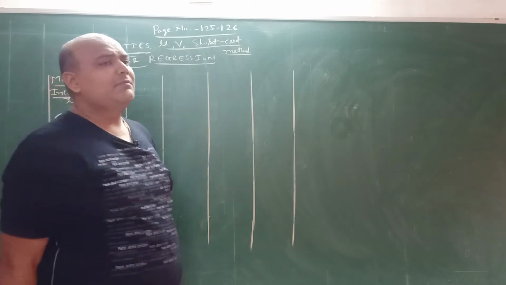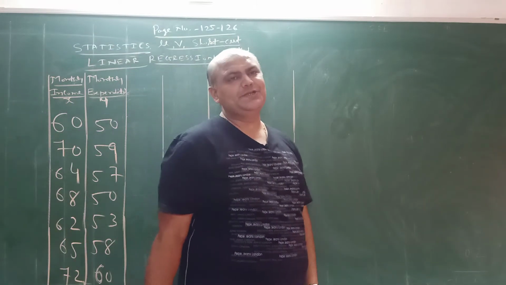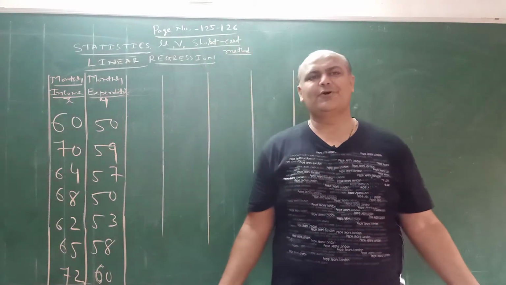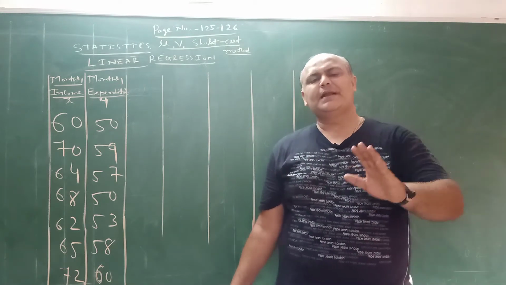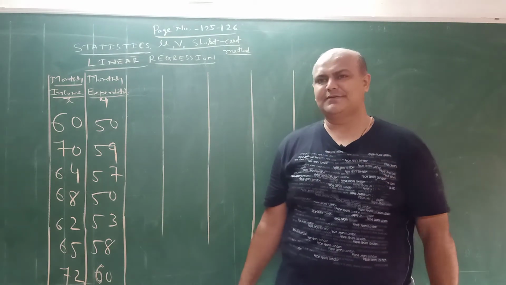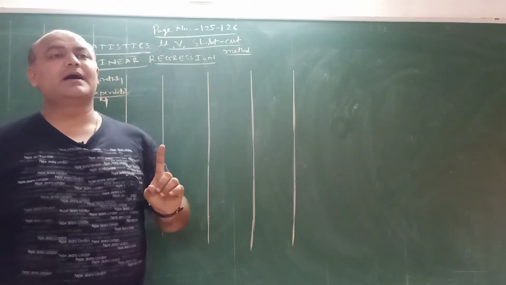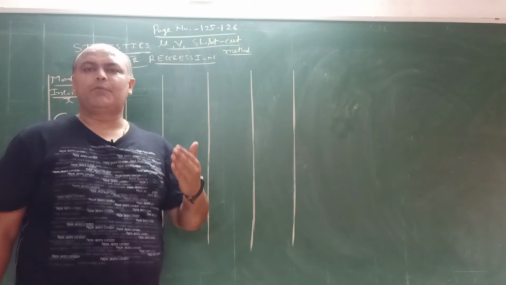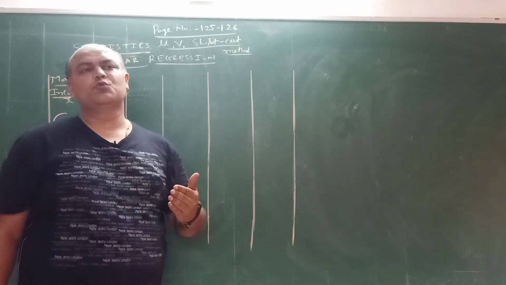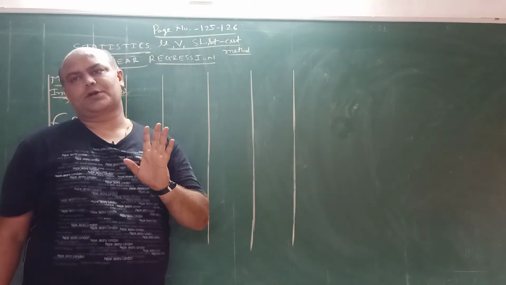If X bar and Y bar come as integers, not in fraction, not in point, then we can apply the X minus X bar method, Y minus Y bar method. But if X bar and Y bar are in fraction, in point, my dear friends, then we have to apply the UV method or shortcut method.